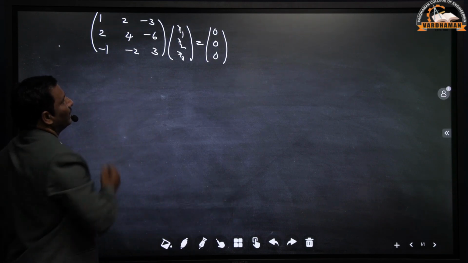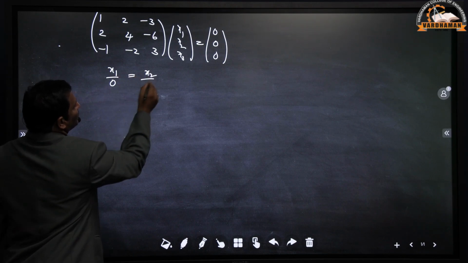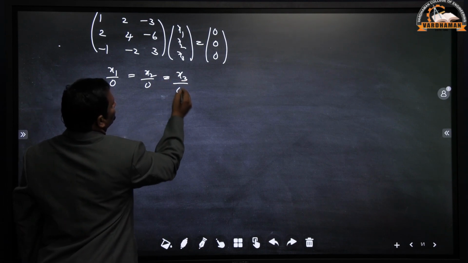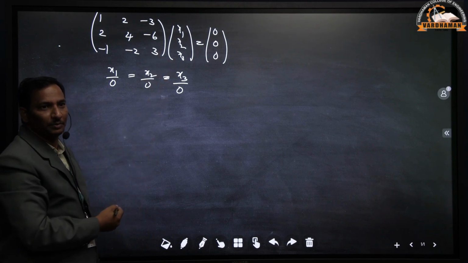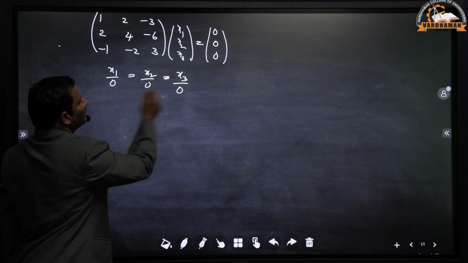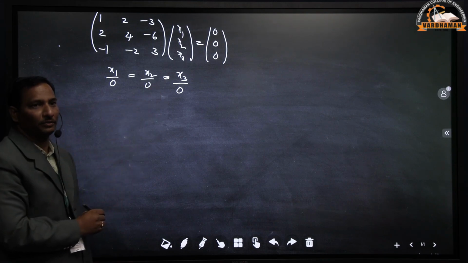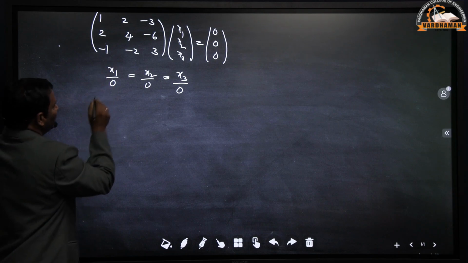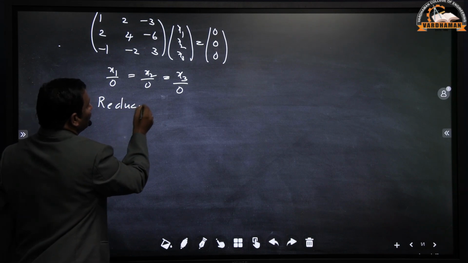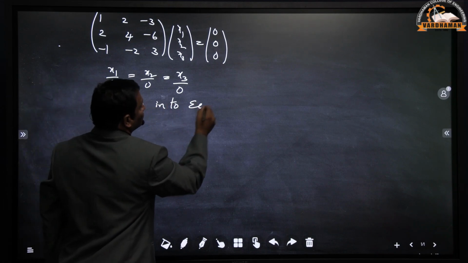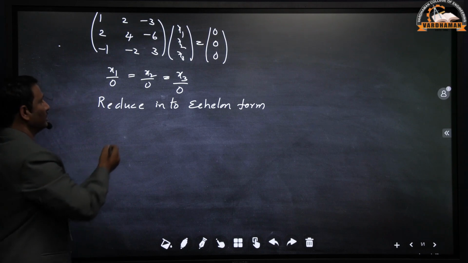Since the 3 rows are proportional, by the cross method we would find x1 by 0, x2 by 0 and x3 by 0. Whenever a root is repeated, that is, the eigenvalue is repeated, we will get the solution set as a zero set. So we cannot apply this cross method. We need to go through the echelon form here. So now reduce the given matrix by using the echelon form, using only row operations.